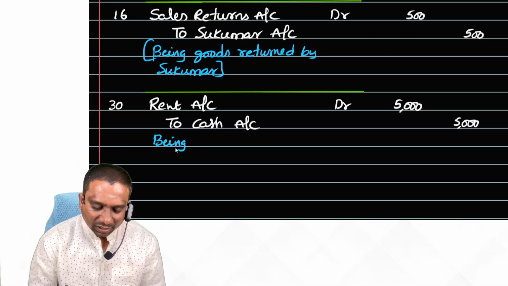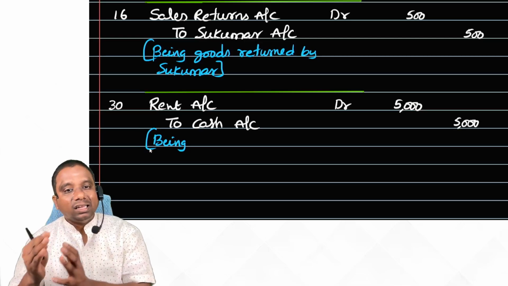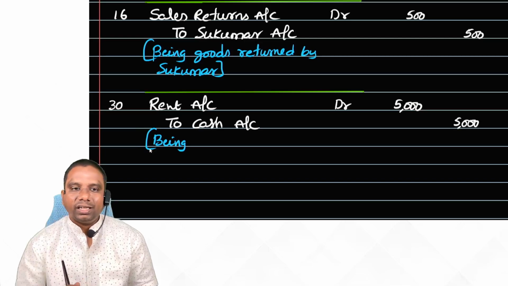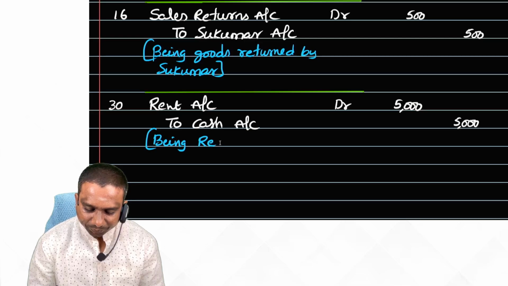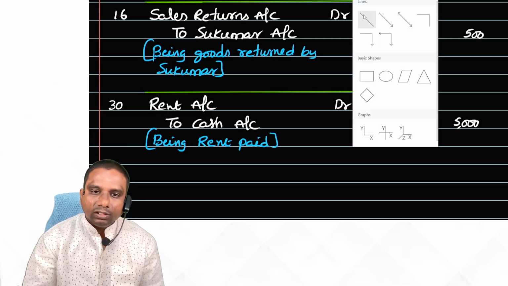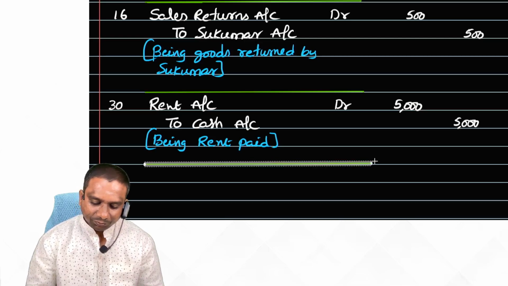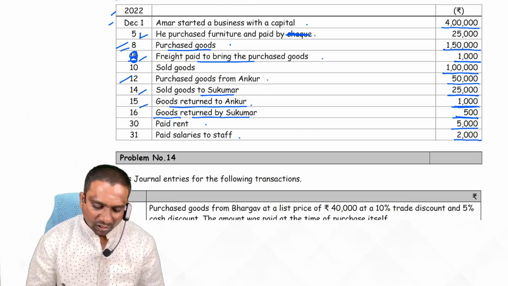For your understanding, if you want, you can write the analysis part for every problem. No problem at all. Being rent paid. Yes or no, students? Next one, and the last one.